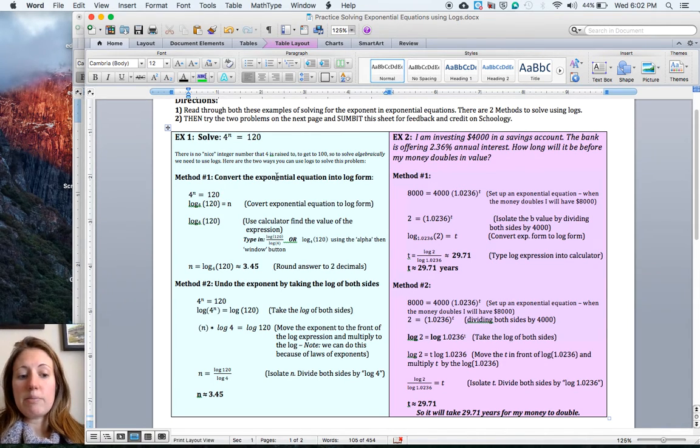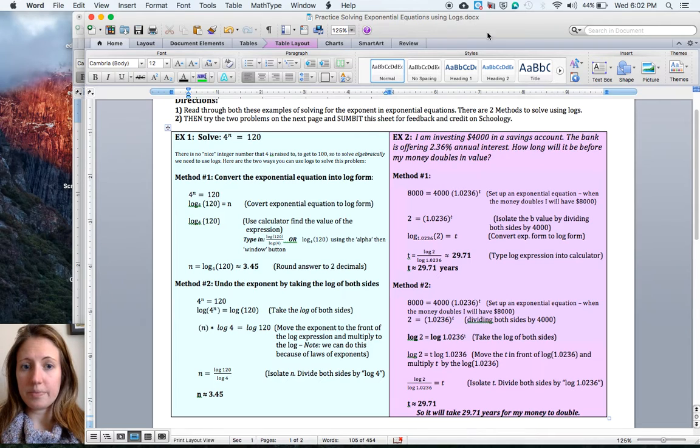So I'm going to use an example from one of the worksheets in the weekly plan. If you haven't looked at it yet, this is what it looks like. It's open right here on my screen. It's called Practice Solving Exponential Equations Using Logs. I'm going to go through one of the examples of how to type it in your calculator.